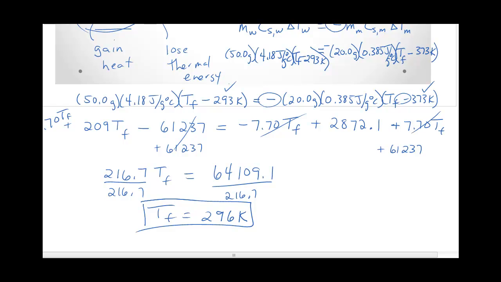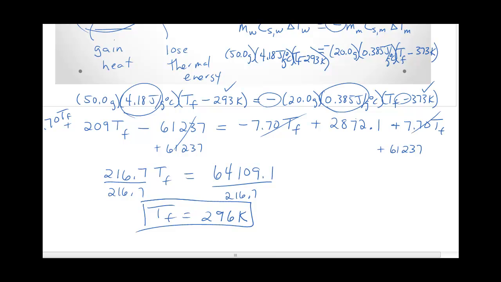Well, there's two reasons. One, we have more water. We have 50 grams of water versus 20 grams of the metal. That'll make a difference. But what's another thing that would make a difference? Yeah, the specific heat capacity. Look at the difference there, it's more than tenfold. Water can absorb more than 10 times more energy per gram than the copper can.